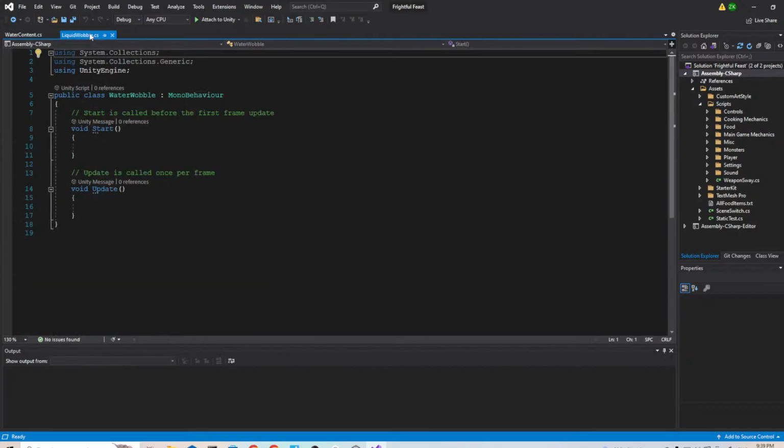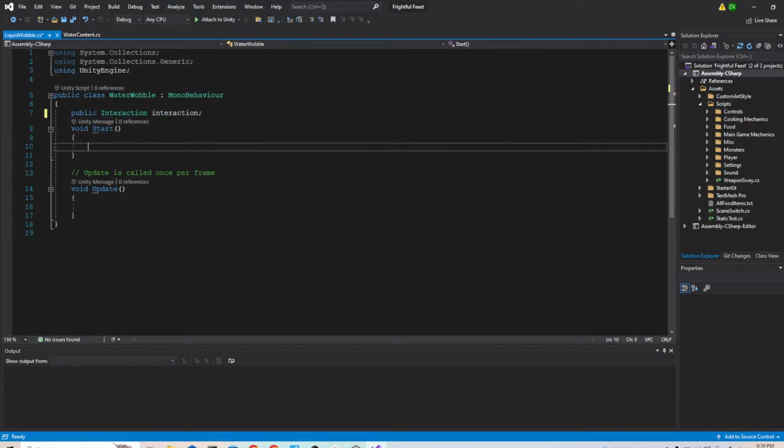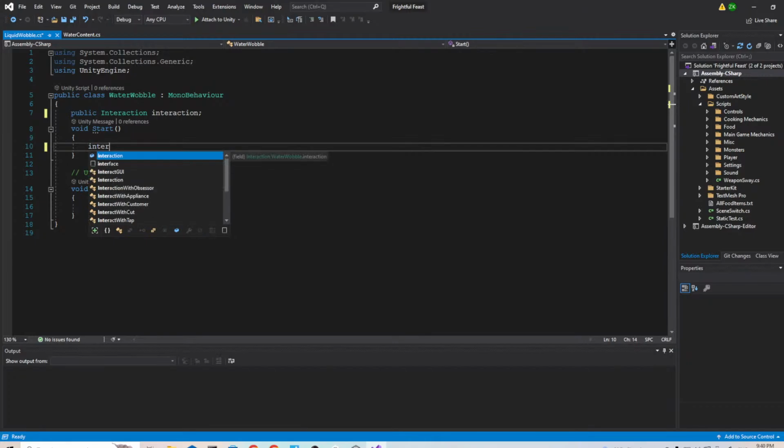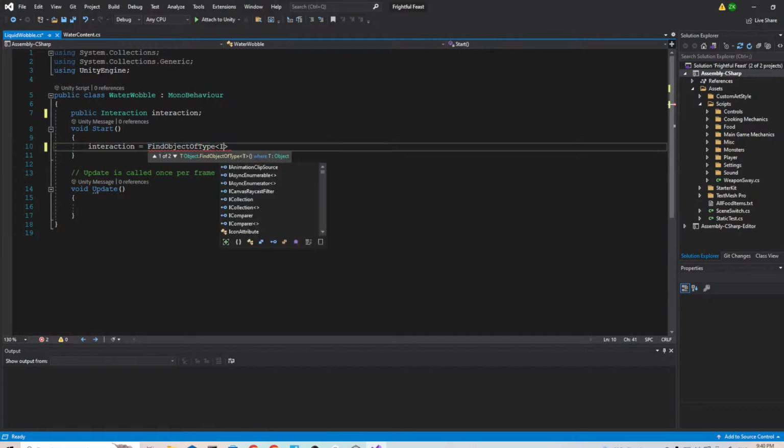Alright, let's start. So liquid wobble. First things first, I need to get a reference to the player's interaction system to see if they are holding the object. So interaction, and in Start, we will set that interaction equal to FindObjectOfType Interaction. Bang. So now we've got a reference to that.